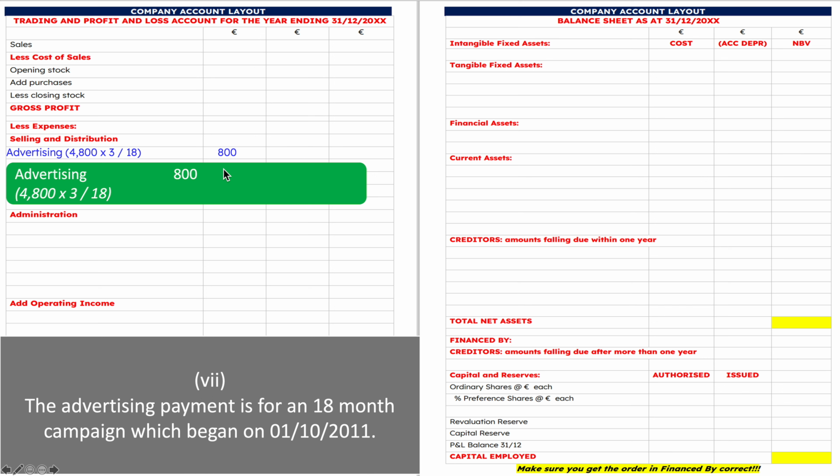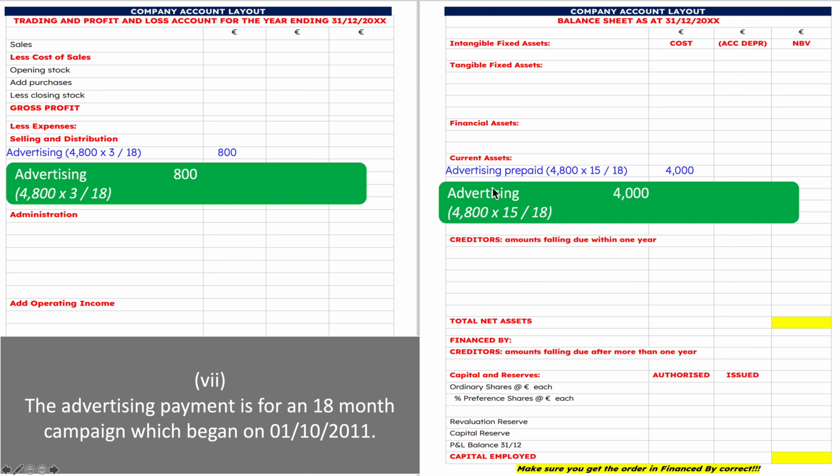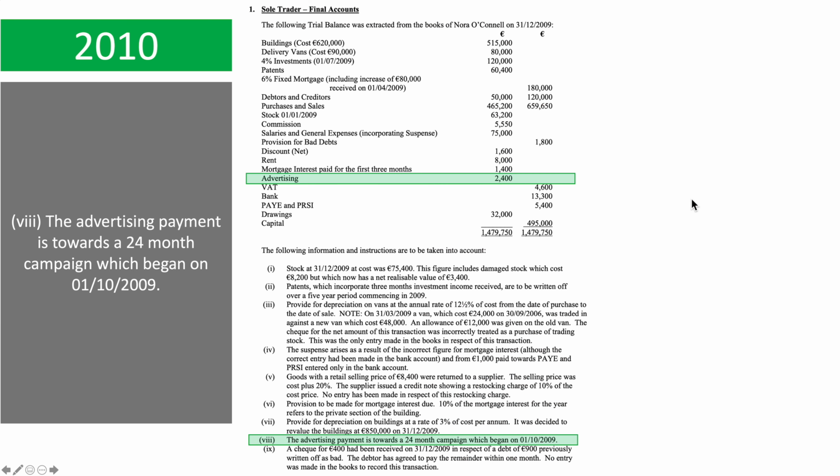That 800 should be under here, sorry. So 4,800 multiplied by 3 divided by 18 is €800 for the current year. And then you've got advertising prepaid at the end of the year. You've got 15 months advertising prepaid at the end of the year. So 4,800 multiplied by 15 divided by 18 is 4,000. So that's €4,000 there, current asset at the end of the year.